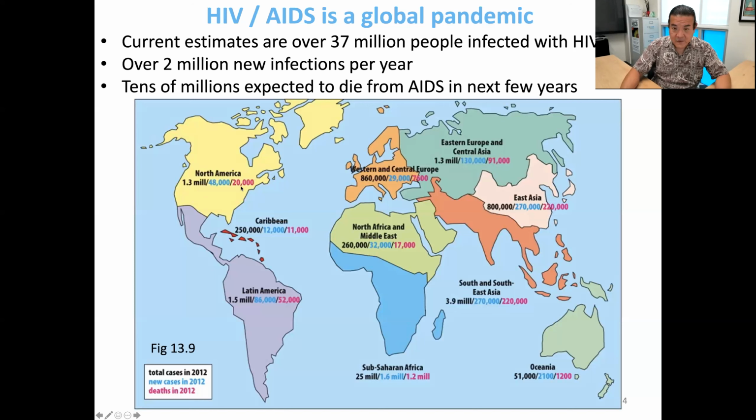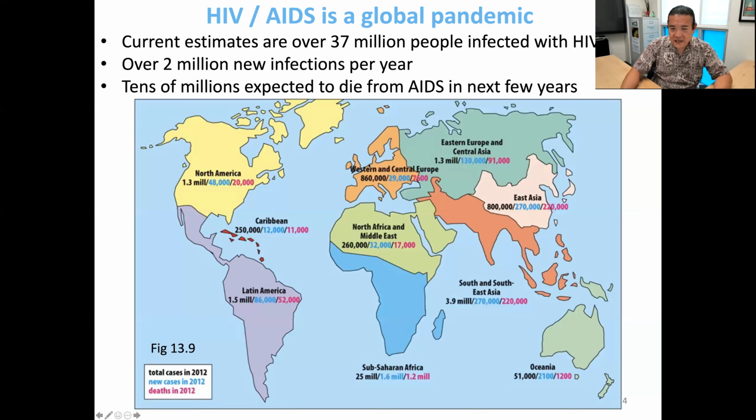But compare those numbers to places such as Sub-Saharan Africa, where you had 25 million cases in 2012, 1.6 million predicted new cases in 2012, and 1.2 million deaths that year. And you can see the distribution is all over the place.